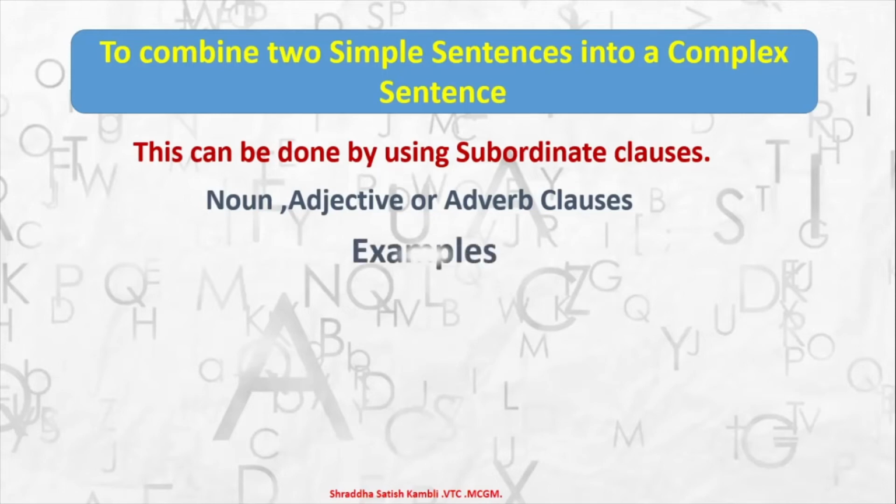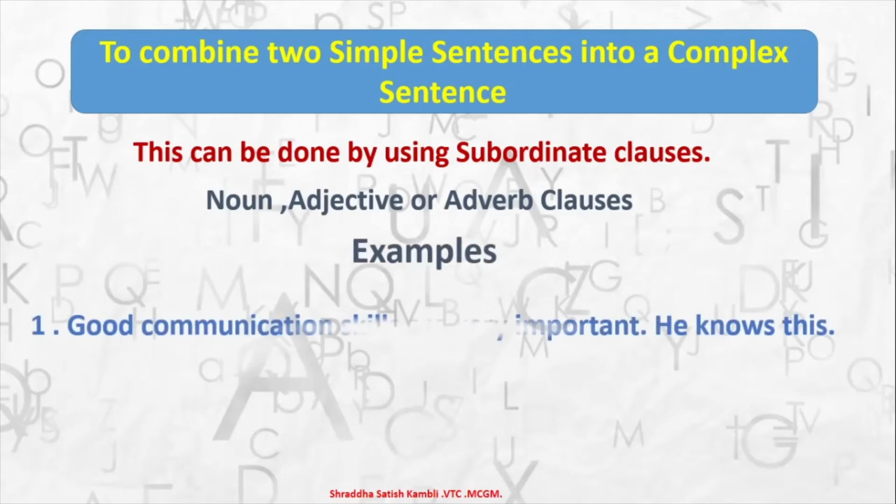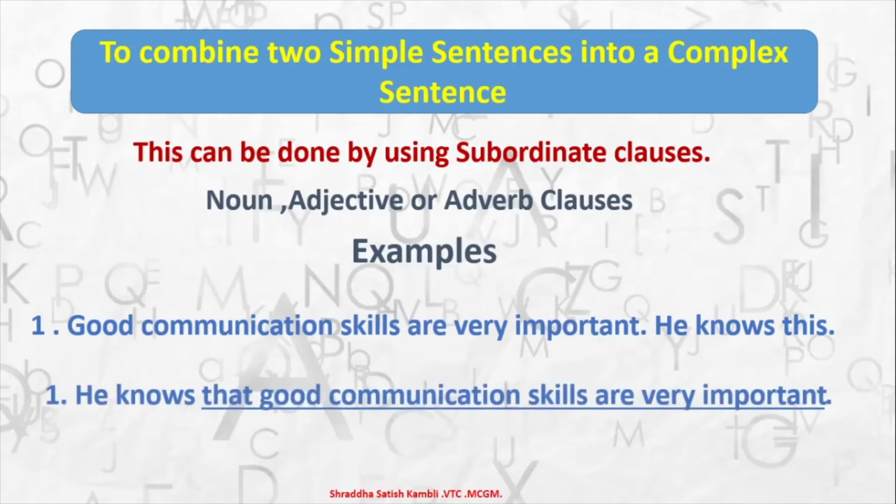Okay, let's see some examples. Good communication skills are very important. He knows this. He knows that good communication skills are very important. So see, you've combined two simple sentences and you've made it into a complex sentence and you've made use of a clause. That good communication skills are important. It is a noun clause.